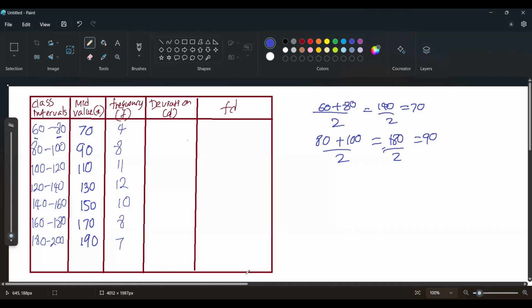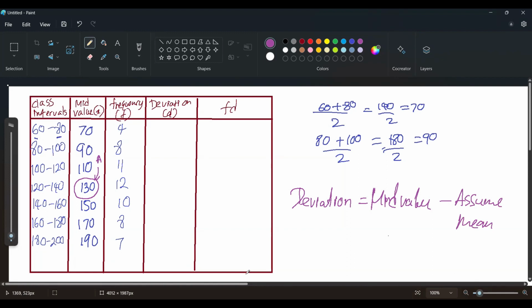Now deviation. For deviation, you can take the assumed mean as the highest frequency value's mid value. If you take this value as the assumed mean, do you remember how to find the deviation? Deviation is equal to what? Mid value x minus assumed mean a. This should be the deviation. You can write deviation is mid value minus assumed mean.